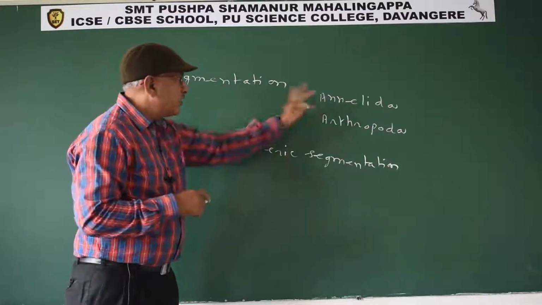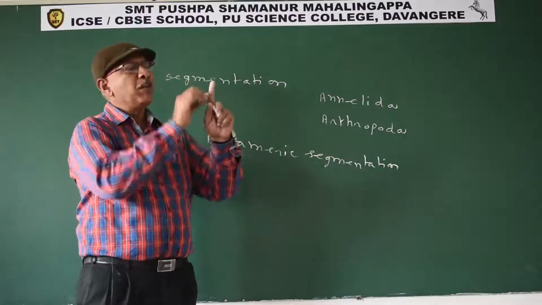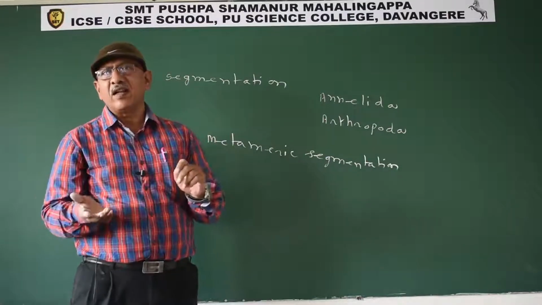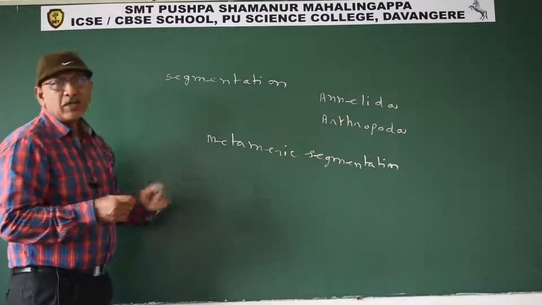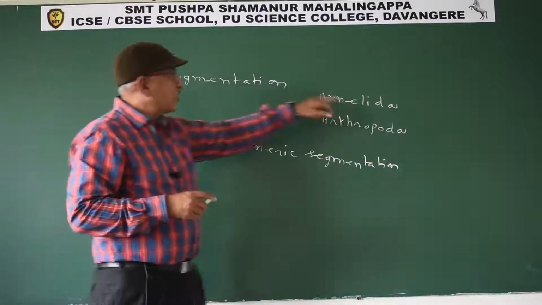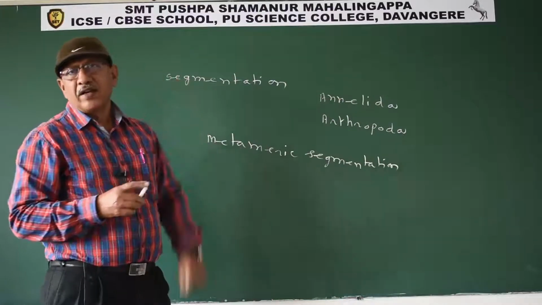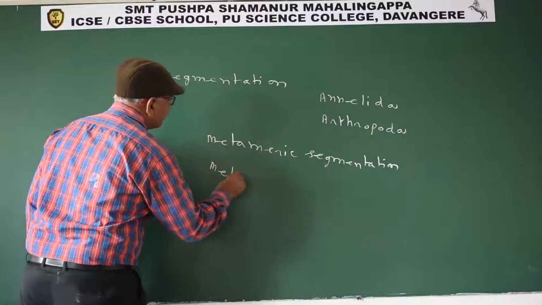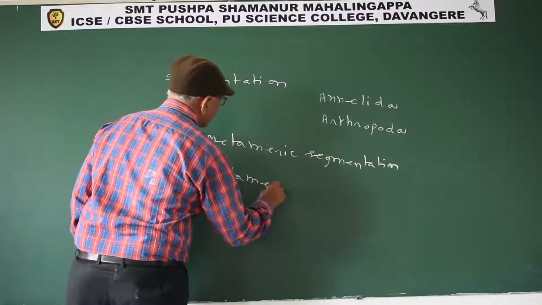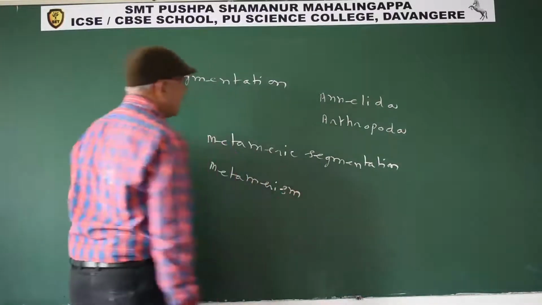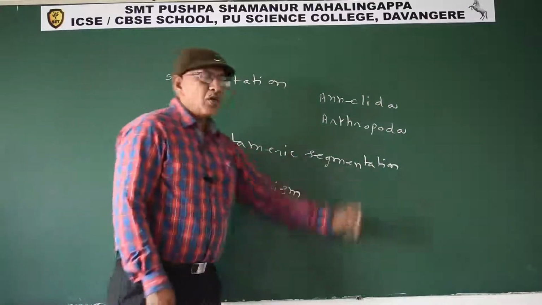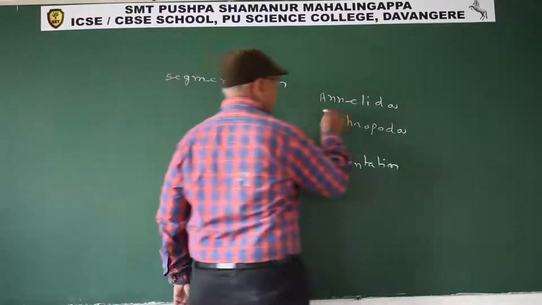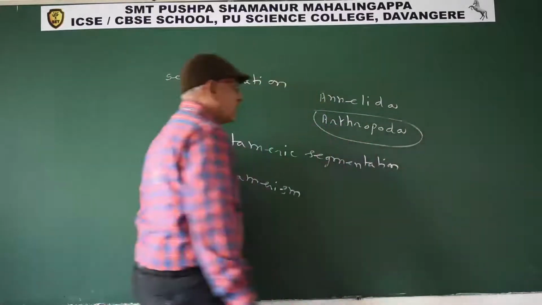Our body is in the form of segments, every two segments separated externally as well as internally. It is known as metameric segmentation. Metameric segmentation seen in Annelida. It is also known as metamerism. In Arthropoda, body is in the form of segments externally only.